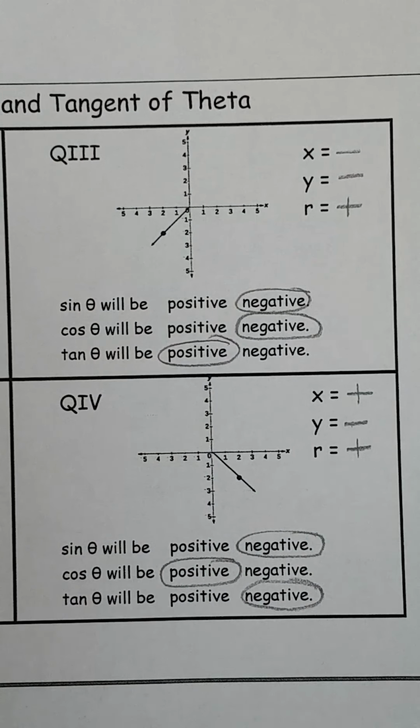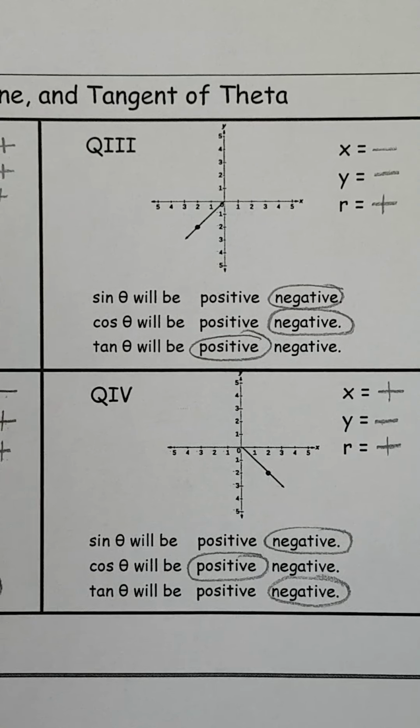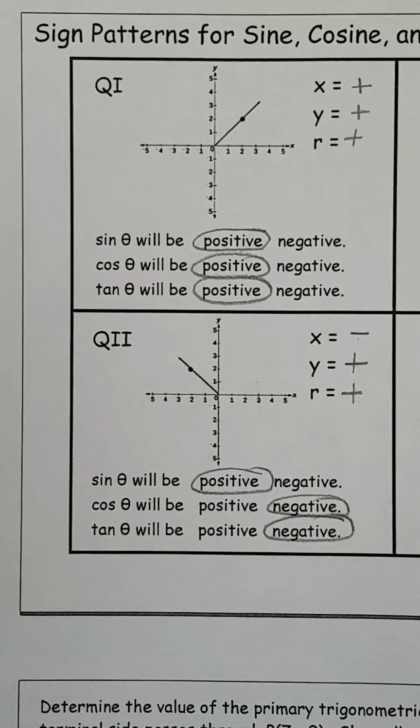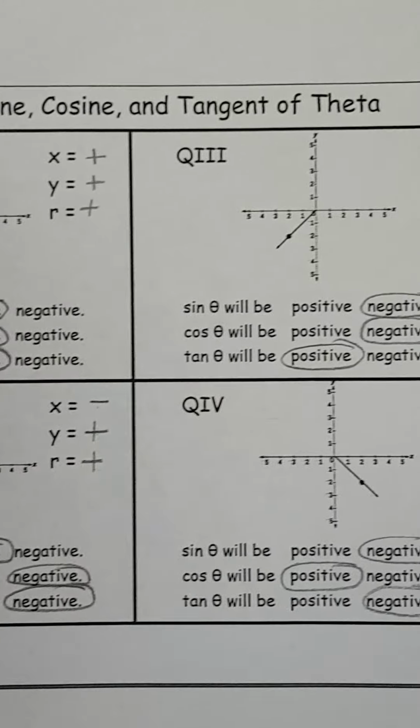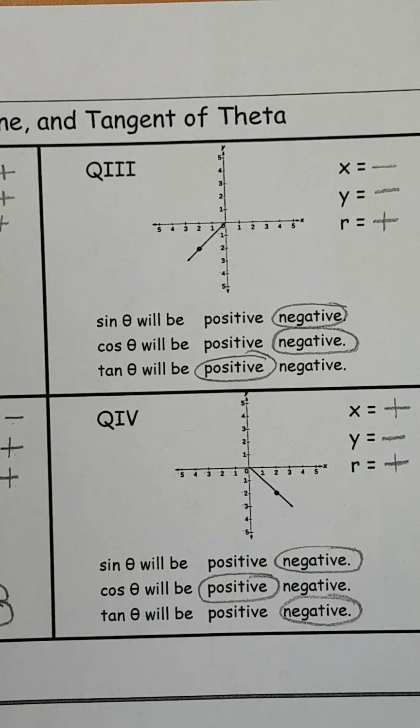So that just gives you an idea, and you can see that they're all positive in quadrant 1, sine is positive in quadrant 2, tan is positive in quadrant 3, and cos is positive in quadrant 4.